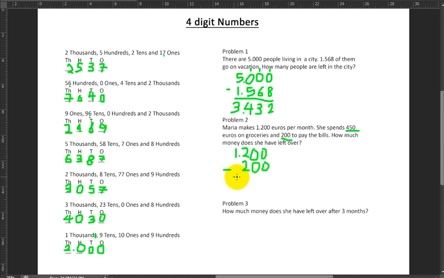If you look carefully enough, you'll see that there's no regrouping here. So I just do 0 take away 0 makes 0. 0 take away 0 makes 0. 2 take away 2 makes 0. And 1 take away 0 because there's nothing here makes 1. So we get 1,000. See, I just did that subtraction with no regrouping. Try and look for these things. Try to make your life easier by seeing what is easiest to do.